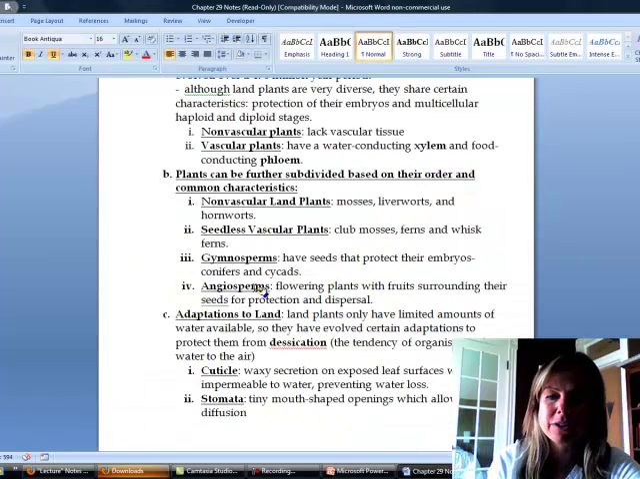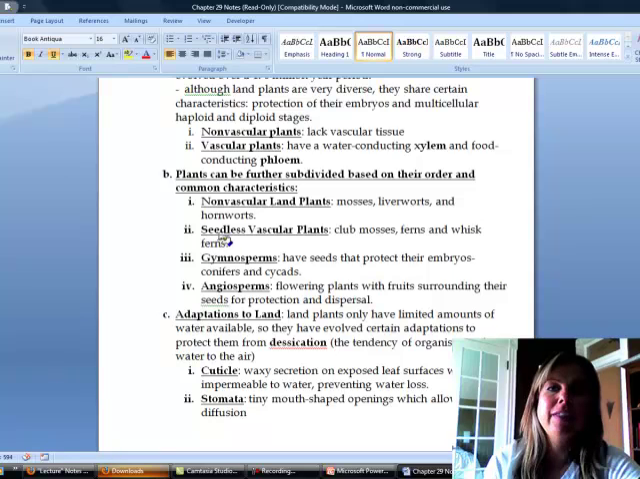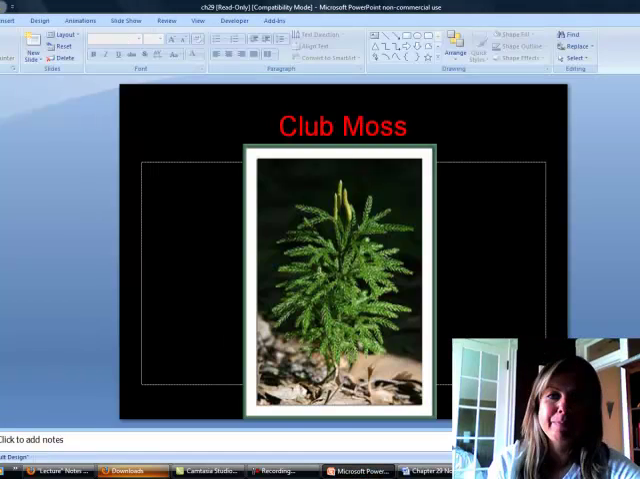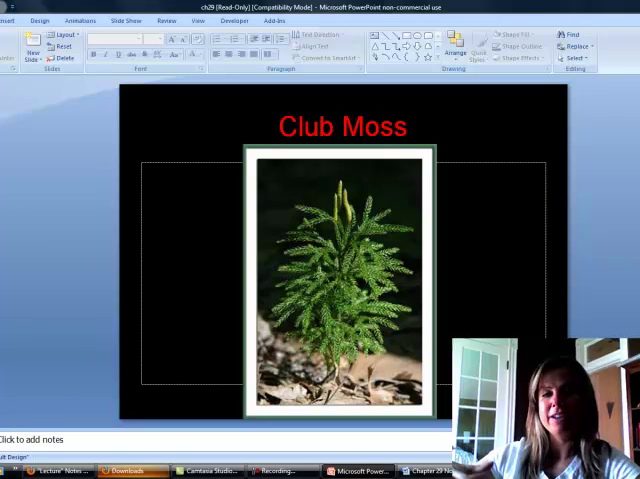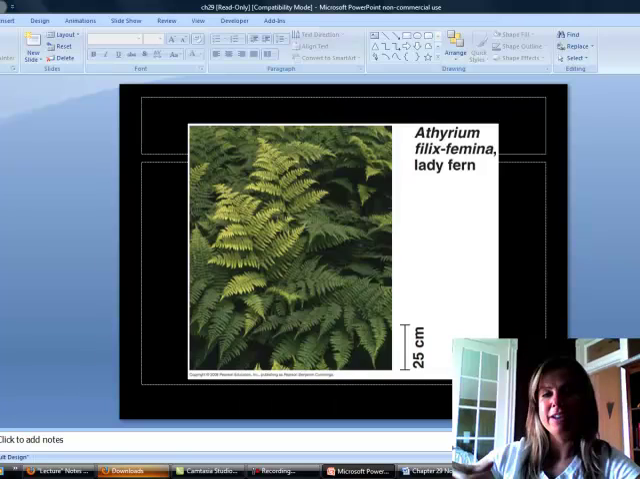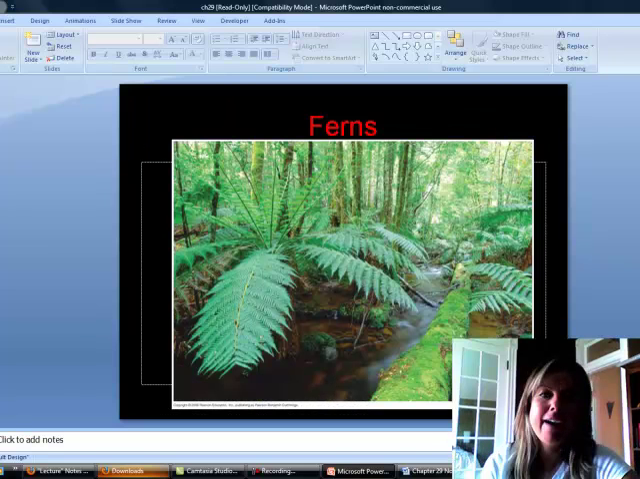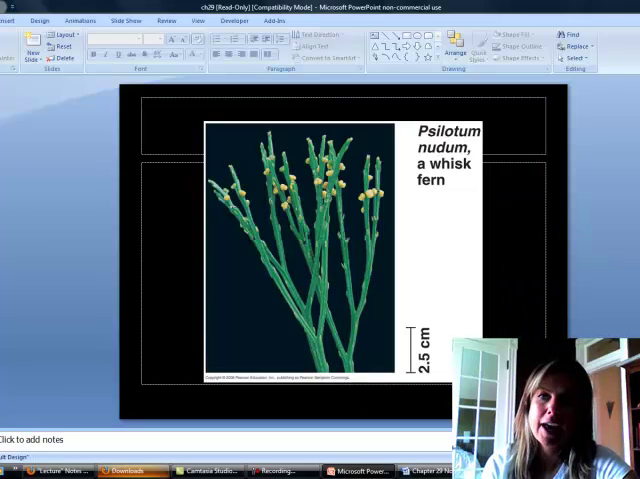The rest of these are going to be vascular, and the next group is the seedless vascular plants. What that means is that they don't produce seeds, but they do have a xylem and phloem so they can get big. They're going to make spores instead. In this category, you're going to have your club moss, which is kind of small, and you find them on the floor of the rainforest. Then you have ferns. There's another picture of ferns and whisk ferns, right? Those are all going to be in that category.